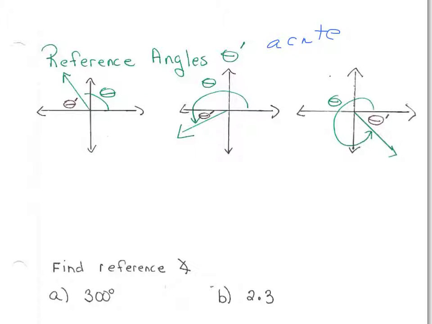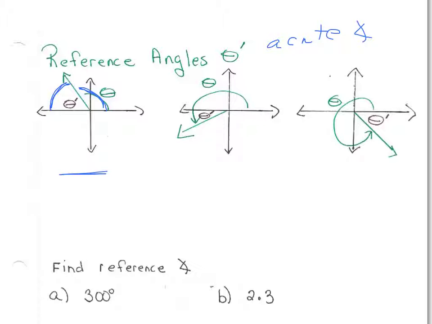And it's the acute angle that's formed from the terminal side of the angle and the x-axis. So I have 3 different pictures here. In the first picture, here's my theta. But the acute angle that's formed between the terminal side of my theta and the x-axis is right here. That's my reference angle. A reference angle is always acute. So in quadrant 1, the reference angle and the angle are the same thing.